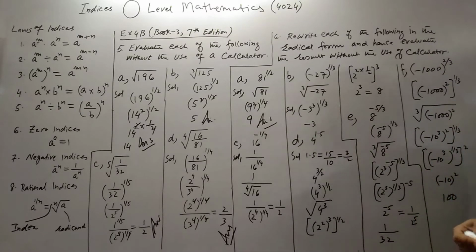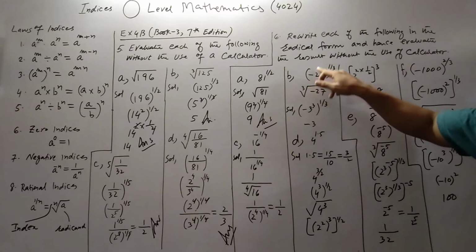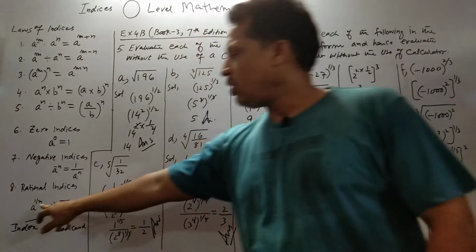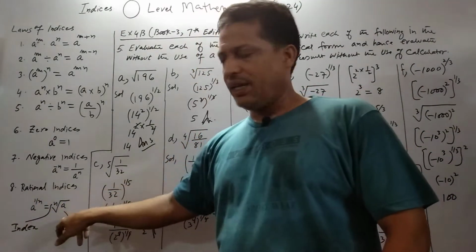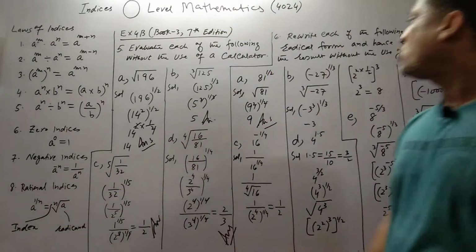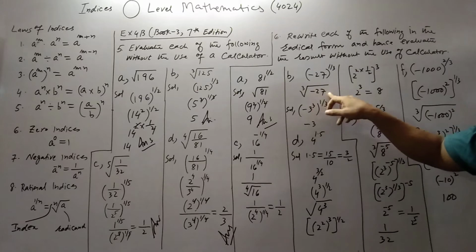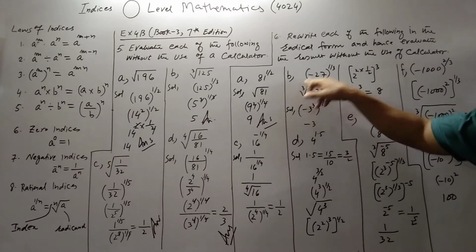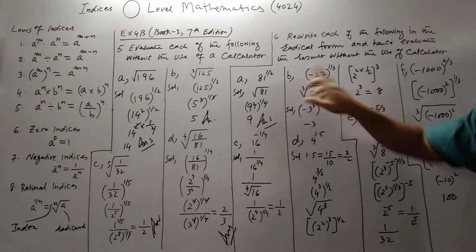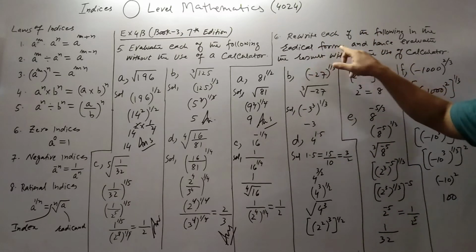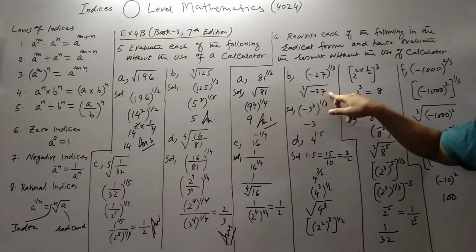Come to part B. Part B is minus 27 to the power 1/3. Again we apply this law: a to the power 1/n is the nth root of a. So minus 27 to the power 1/3 is minus the cube root of 27, with index 3. So this is the first part: rewrite each of the following in the radical form. It is converted into radical form.